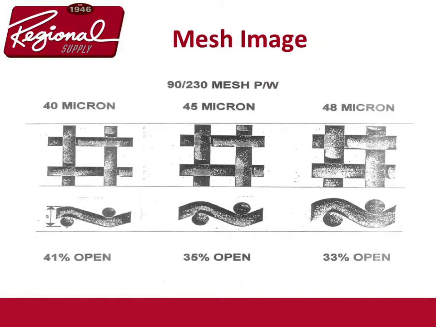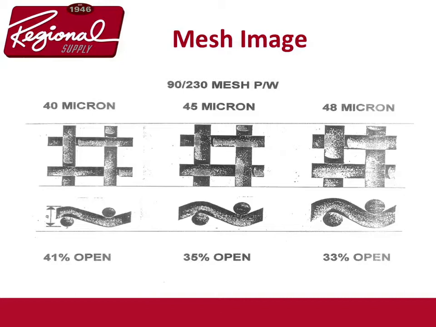What you're looking at here is 230 mesh in 3 different thread diameters. You've got a 40 micron thread diameter, 45, and 48. If you look down the bottom, it'll say 41% open area, 35% open area, and 33% open area. All 3 being 230 mesh.